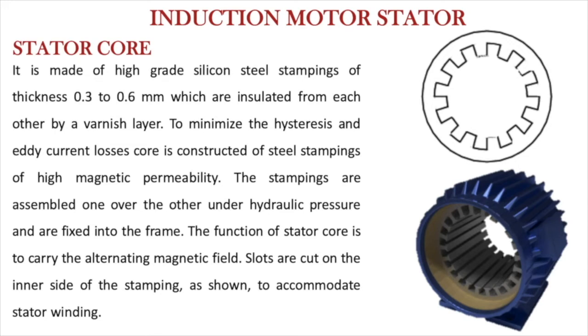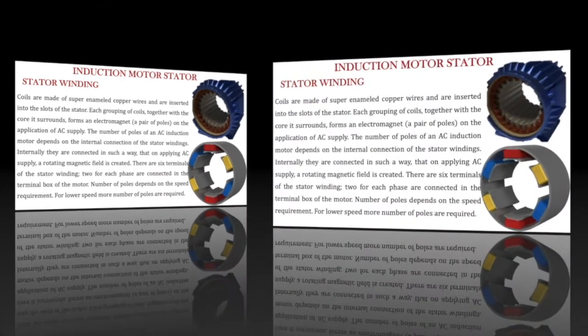To minimize the hysteresis and eddy current losses in the core, it is constructed of steel stampings of high magnetic permeability. The stampings are assembled one over the other under hydraulic pressure and are fixed into the frame. The function of the stator core is to carry the alternating magnetic field, and slots are cut on the inner side of the stampings as shown to accommodate the stator windings.